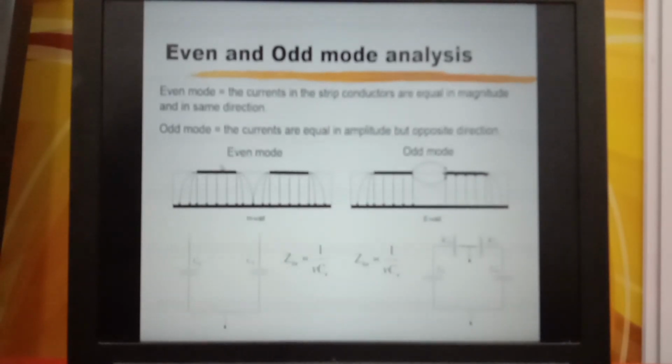This is what happens under even and odd mode excitation. Under even mode excitation, because the two parallel lines have the same voltage, there is no coupling from one line to another. So under this condition, we have the even mode characteristic impedance given by this formula, where V is the propagation velocity and CE is the capacitance between the strip and the ground plane.